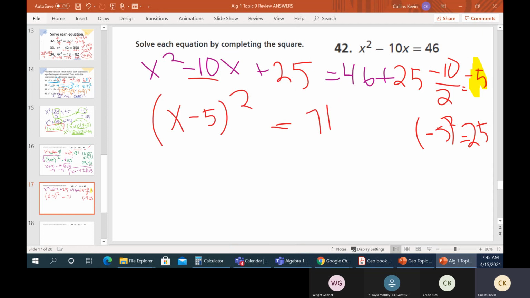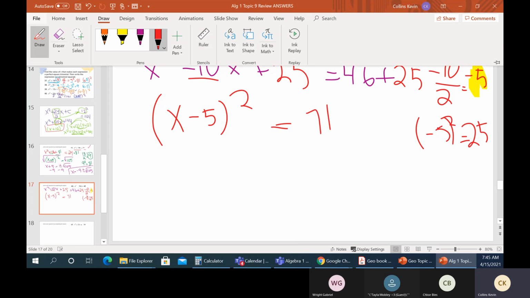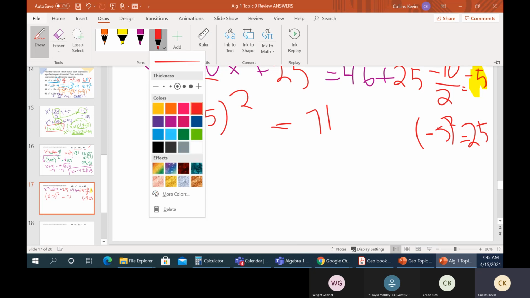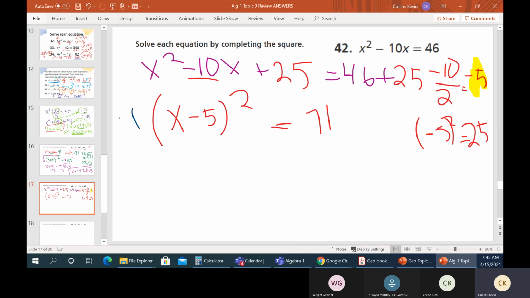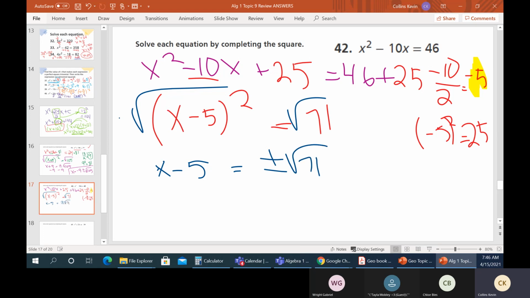Okay. So then we're going to solve for x. Now we've got all that set up. So we go ahead and square root over here, square root over here. This just gives us x minus 5. And that equals plus or minus the square root of 71. We're just going to leave that guy alone. Okay. So that answer is somewhere between 7 and 8, probably a little closer to 8.